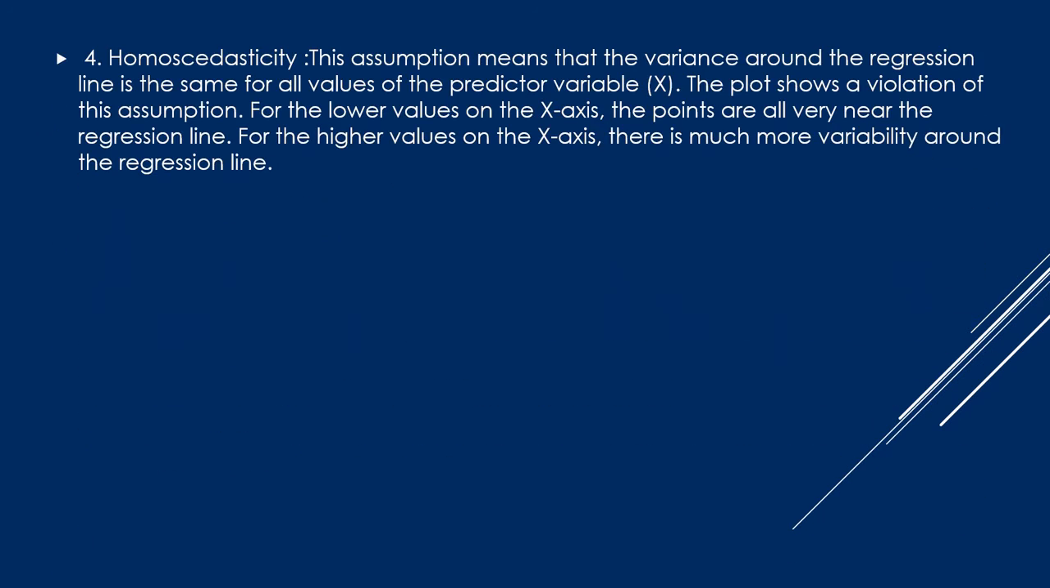Fourth is homoscedasticity. This assumption means that the variance around the regression line is the same for all values of the predictor variable, x. The plot shows a violation of this assumption. For the lower values on the x-axis, the points are all very near the regression line. For the higher values on the x-axis, there is much more variability around the regression line.